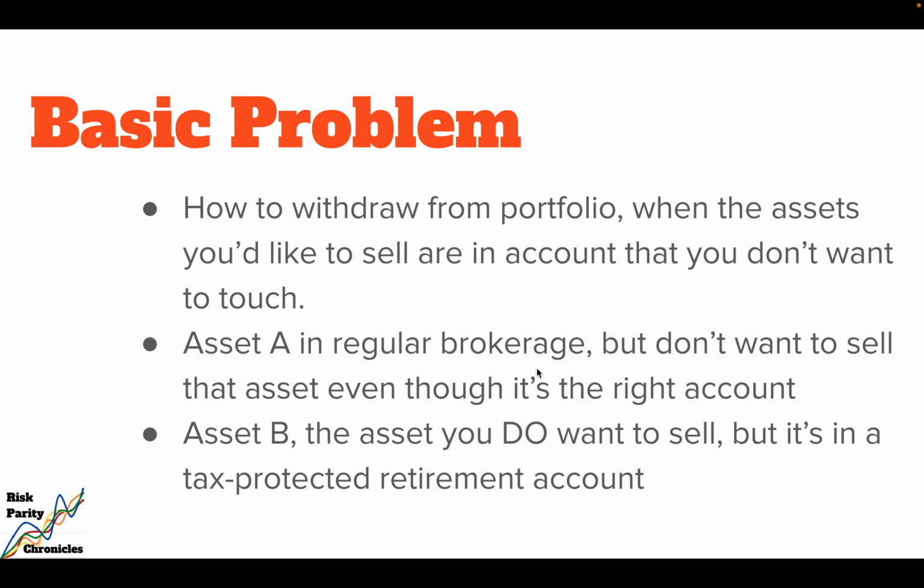So here I'll be covering the basic problem of how you withdraw money from a portfolio when the assets you'd like to sell are in an account that you don't want to touch. To give an example, you have asset A in your regular brokerage, meaning it's straightforward to withdraw, no penalties. Of course, you'll have to pay taxes on a gain if you have it, but you don't want to sell the particular asset that is in that brokerage account, even though the account itself is the one you want to touch. Meanwhile, you have asset B, which is the asset you do want to sell, but it's in a tax-protected retirement account. So you have this issue where the thing you want to sell is in the wrong account, and the stuff that's in the right account is what you don't want to sell.